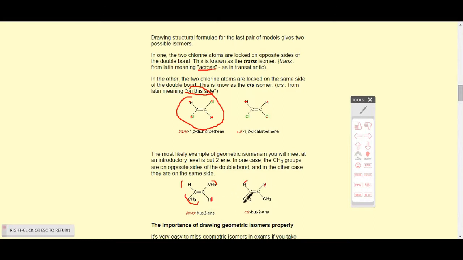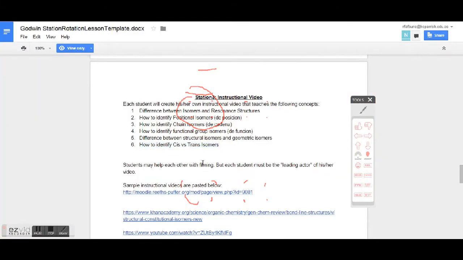And note that trans are more stable than cis. So that's basically it on isomers, and this is a structural video.